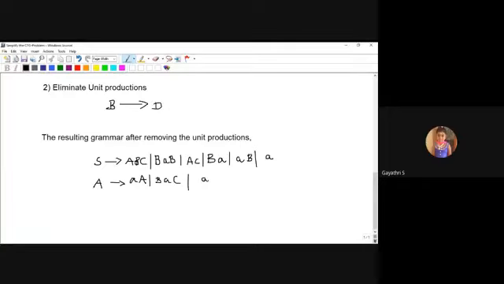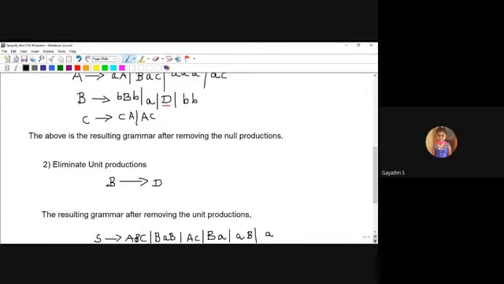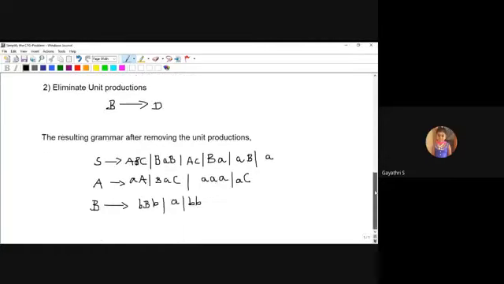Next, AAA, next AC. Then for the B production, just removing D. So the remaining productions: B gives AB, then A, then BB. The D production is removed. The actual procedure is that you replace any production by its own production, but there is no production for D. D doesn't produce anything. So I remove D. Then C gives CA, AC. This is the resulting grammar after removing the unit productions.